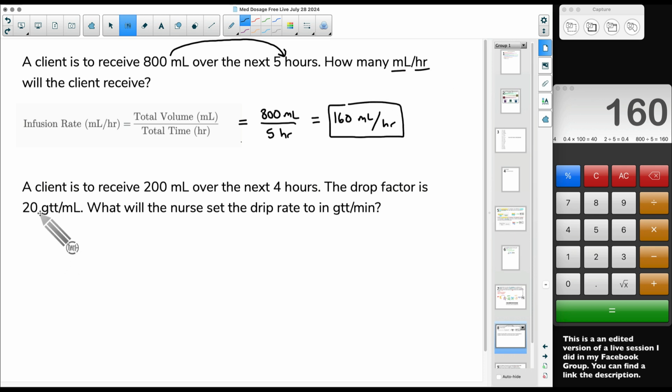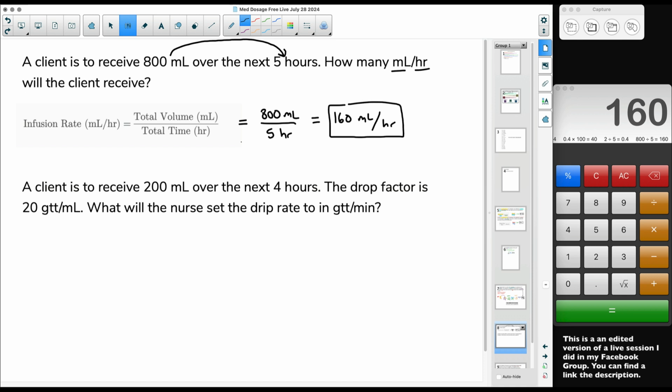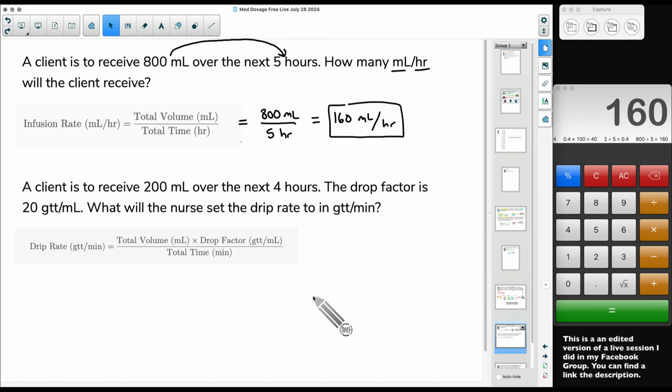Now, with the next one, let me copy over GTTs per minute. And see, here's the thing, y'all. I hope y'all are starting to realize I'm copying over these formulas, and I'm like, we've had what? How many formulas tonight? 3 different formulas. The desired over have, milliliters per hour, and now drip rate, drops per minute. Now we have to be careful with this one. Total volume, 200 milliliters, times the drop factor, 20 drops per milliliter. So we're going to multiply that.